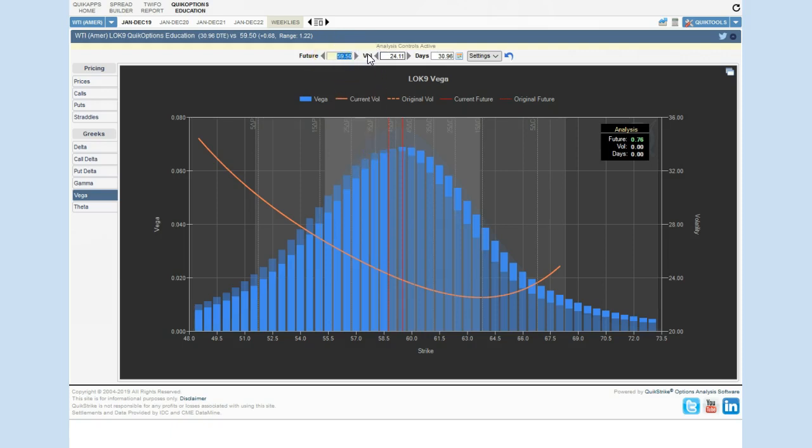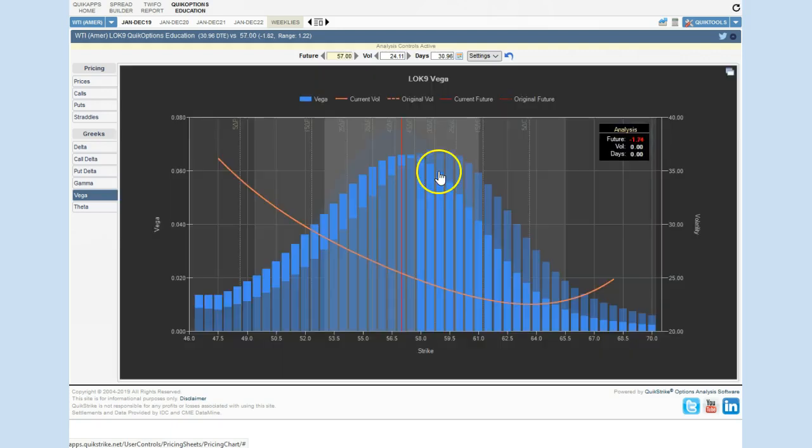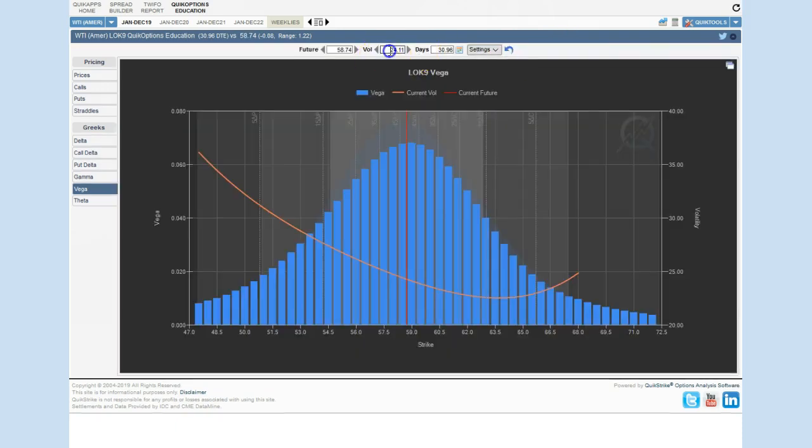Okay, so now let's move our futures the other way, and we should see the opposite effect. And here we go, same thing, more towards, less away. So these are things you could play with, and after you spend some time on here, you'll have a really good idea of what's happening with these different Greeks as the underlying market moves.